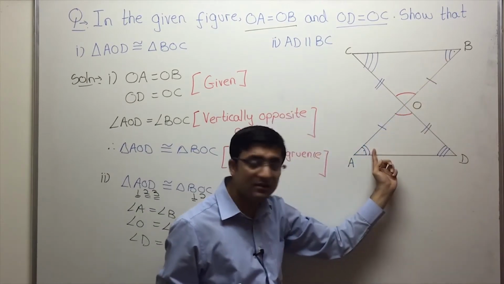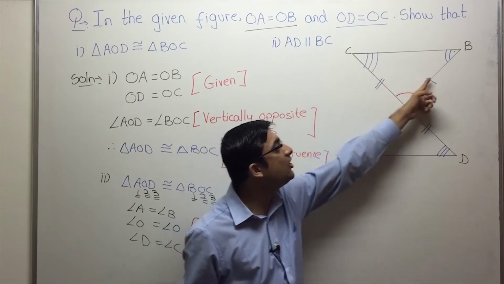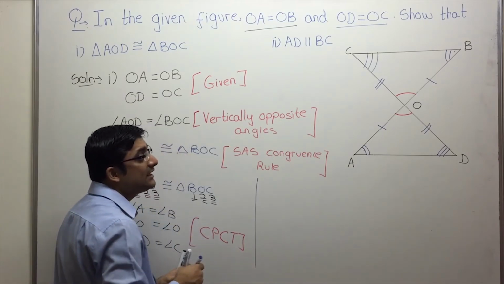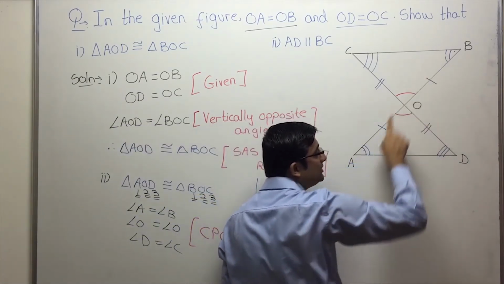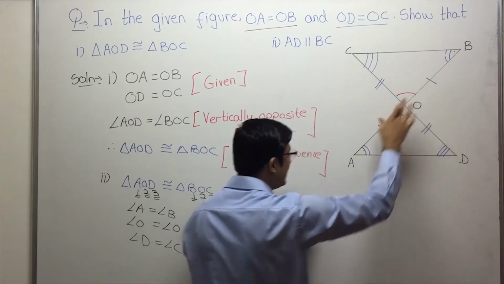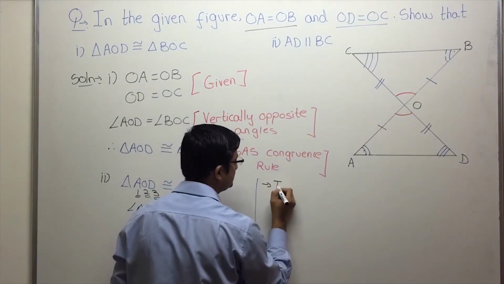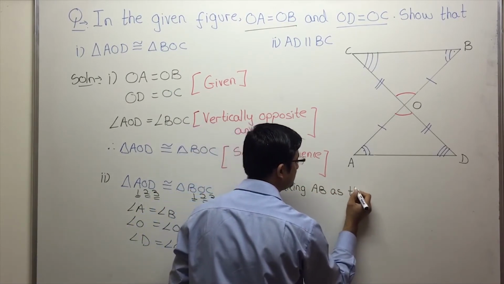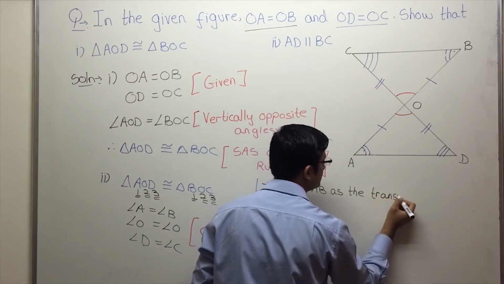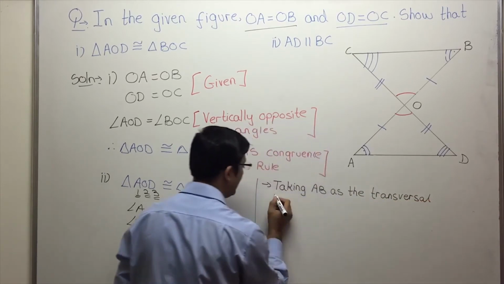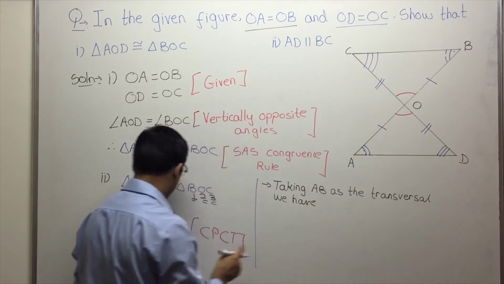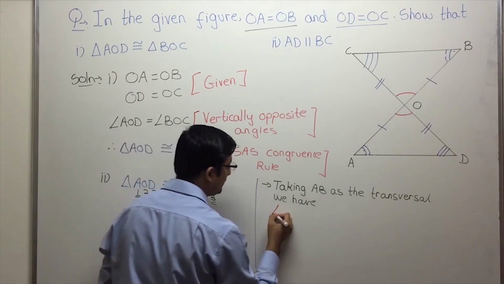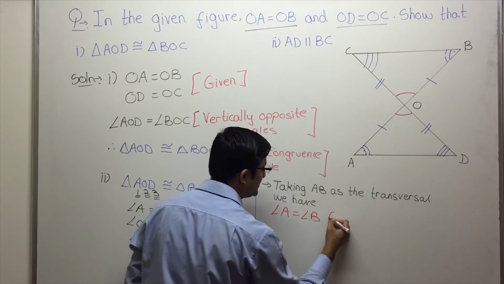So either take this pair or you take this pair. Both these pairs are alt-interior angles. So let me show you how to write it. So what I'm going to write over here is taking, let's say I take these pair of angles. So I know these pair of angles are alt-interior angles. So you'll say taking AB as a transversal, we have, what do we have over here? Angle A is equal to angle B. So you can call this 1. So I'll just write over here, angle A is equal to angle B. What is the reason? From 1.